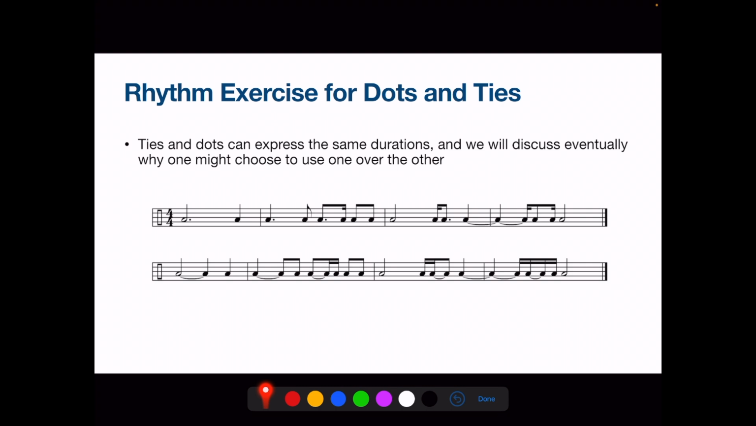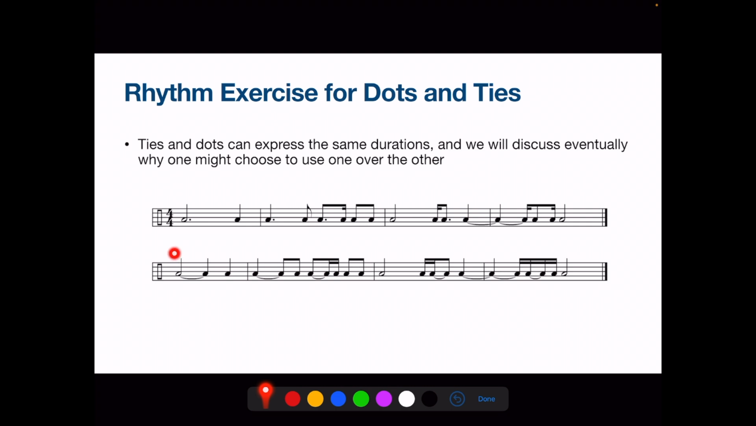So 1, 2, 3, 4. Ta ta ta ta ta ta ta ta ta ta ta ta ta ta. All right, so in this case, even though I should have used T's for these faster or shorter notes, just to make it easier for everyone, including myself, I just used ta. But just know that that's not the most correct way to do it. But for now, it's okay.